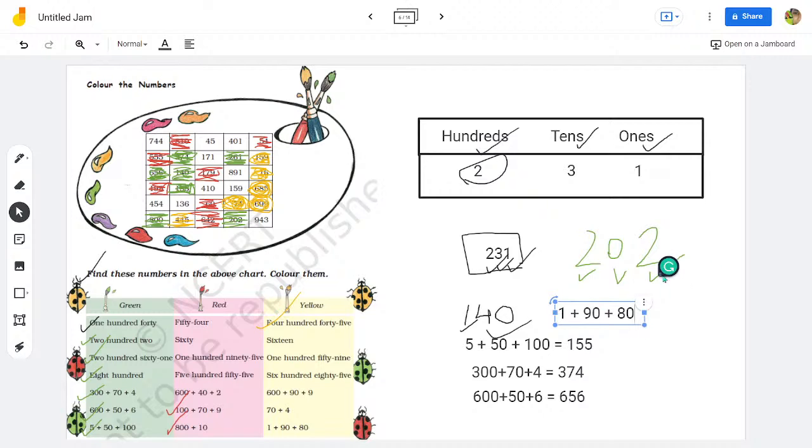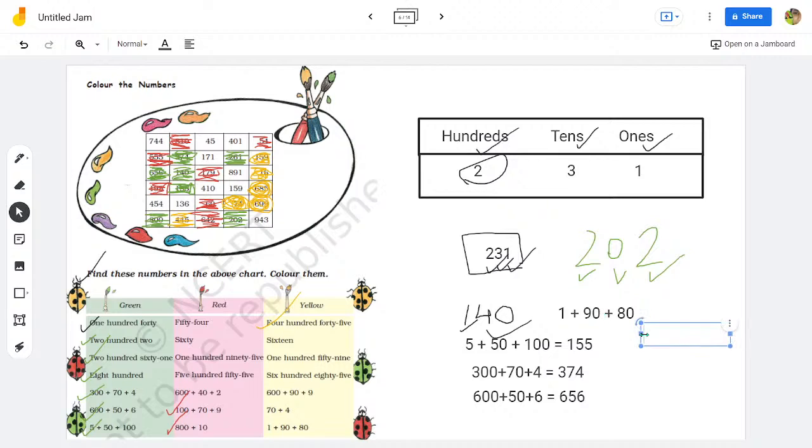So we have to add these three numbers. Now if we think about adding them, we can first try adding 80 and 90 together. So if we add 80 and 90 together, what do you think we would get? What is 8 add 9?